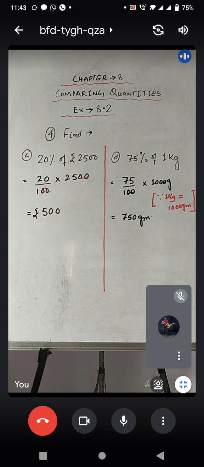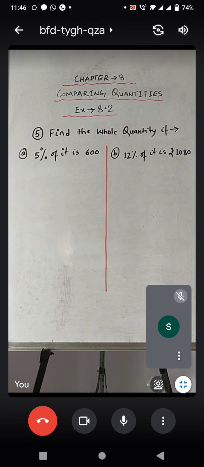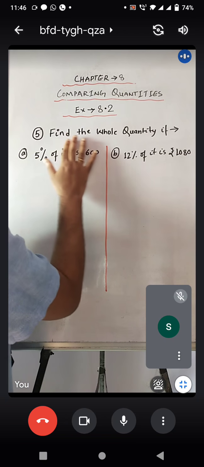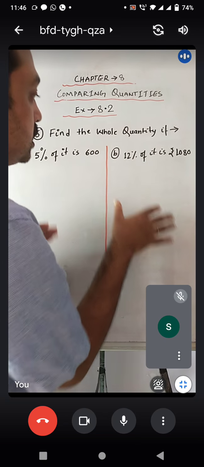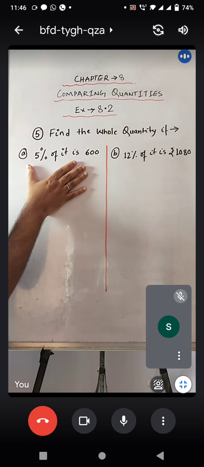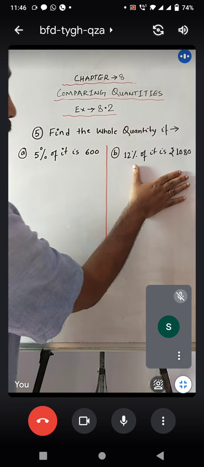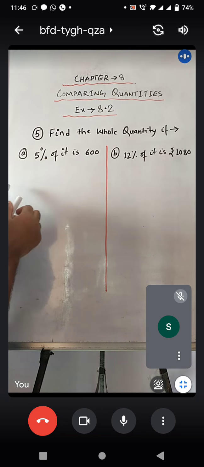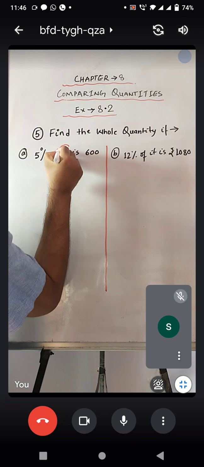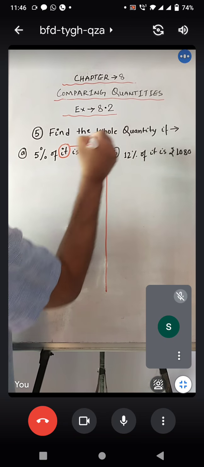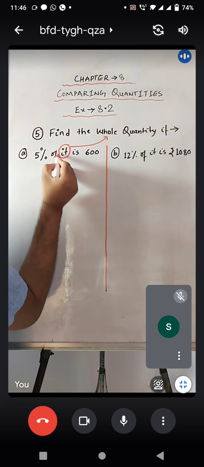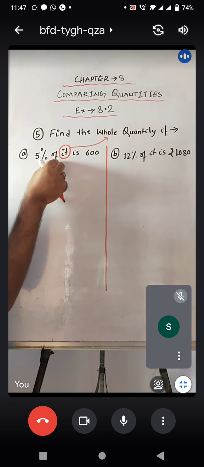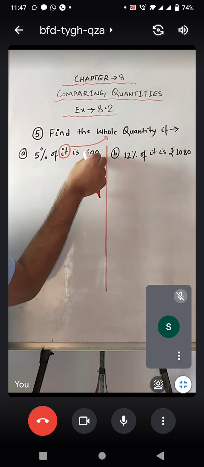Now let's move on to sum number 5. So here we have question number 5. What we have to do with question number 5: we have to find the whole quantity. For each question we have to find the whole quantity. See the question pattern, that is sum number A and sum number B I have written. Sum number A, it is written 5% of 8. Now this 8 represents this whole quantity. Okay, so we are not aware of this whole quantity. That is, 5% of the whole quantity is 600.